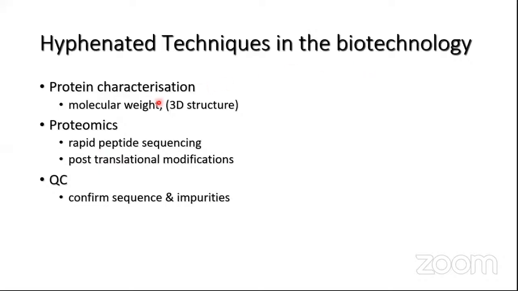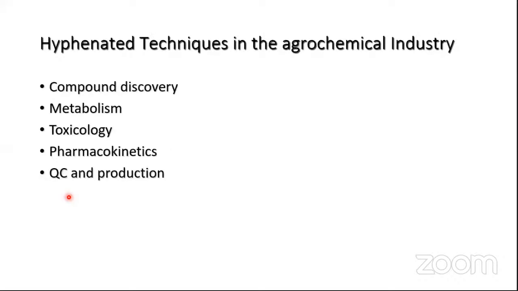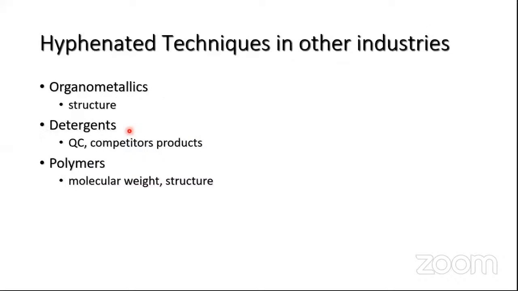They are used in biotechnology, protein characterization, proteomics applications, because nowadays we have biopharmaceuticals where the impurities and the main drug could be on the basis of proteins. So you can identify them by using mass spectrometry. Nucleotides, carbohydrates, hyphenated techniques in the agrochemical area, again compound discovery, metabolism, toxicology studies, pharmacokinetic studies, QC and production of agricultural products. Flavours, they want to find out structure.